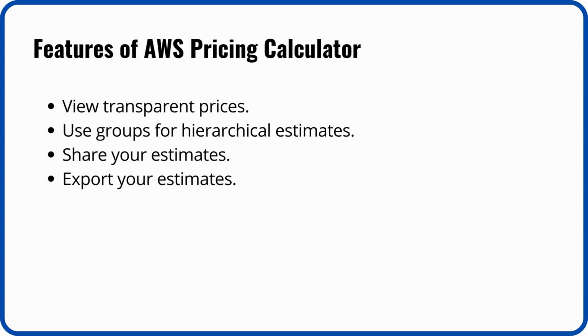Features of AWS Pricing Calculator. With AWS Pricing Calculator, you can do the following tasks. View transparent prices. See the calculations behind the estimated prices for your service configurations. You can view price estimates by service or by groups of services to analyze your architecture costs. Use groups for hierarchical estimates. Sort your estimates into groups to align with your architecture for clear service cost analysis.